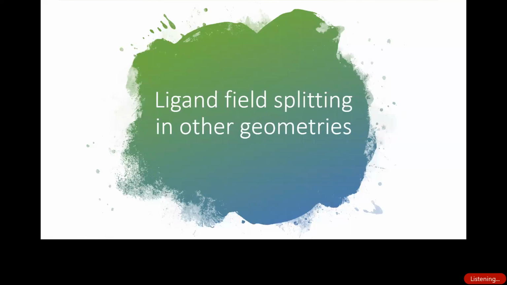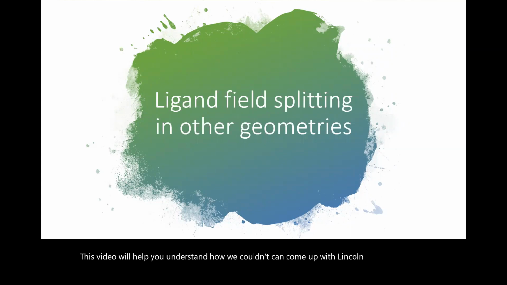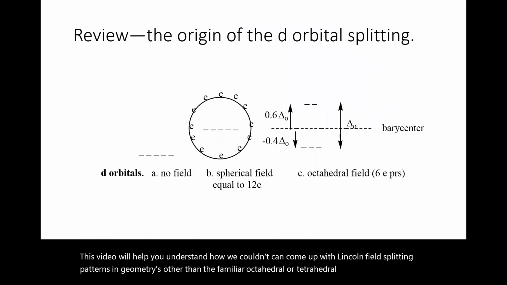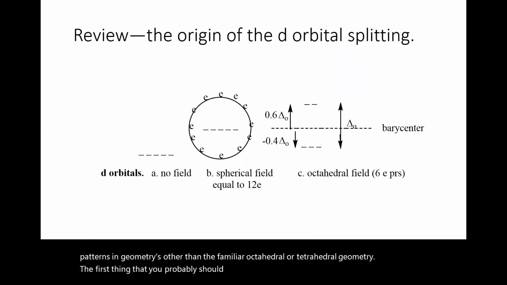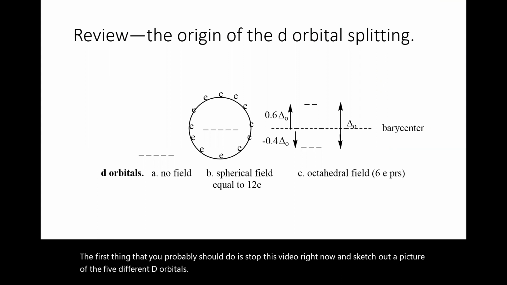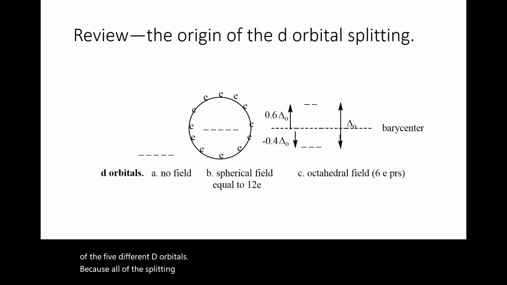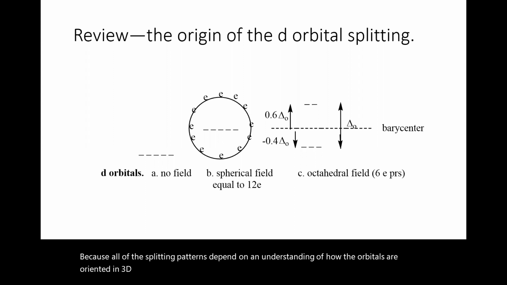This video will help you understand how we can come up with ligand field splitting patterns in geometries other than the familiar octahedral or tetrahedral geometries. The first thing that you probably should do is stop this video right now and sketch out a picture of the 5 different d orbitals, because all of the splitting patterns depend on an understanding of how the orbitals are oriented in 3D space. So hit the pause button and do this now.